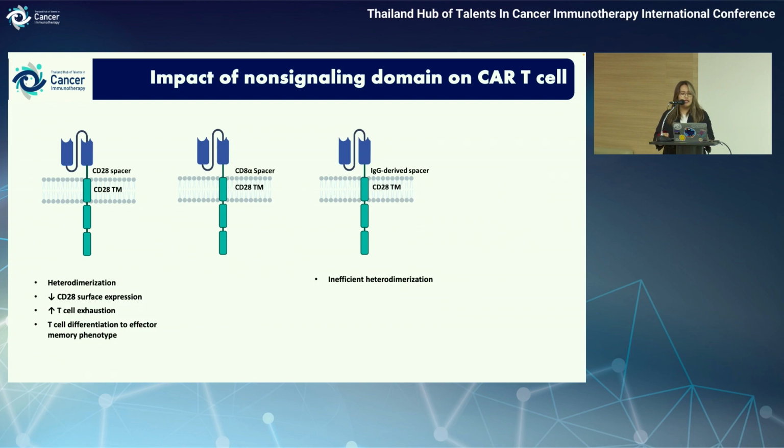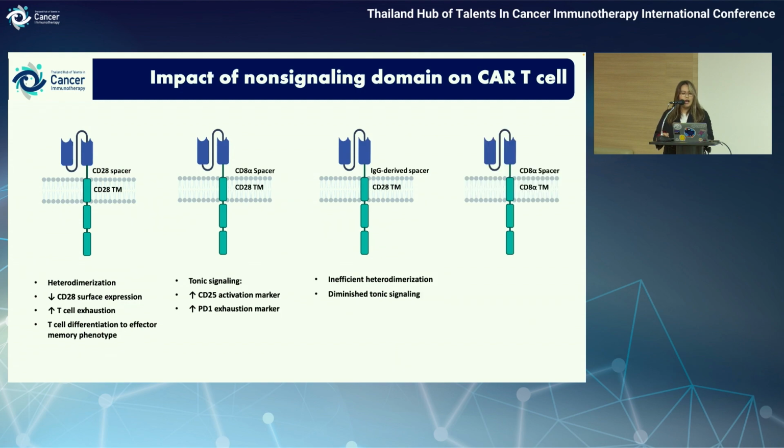In another study, the combination of the CD8 and the CD28 resulted in CAR T cell tonic signaling due to increased expression of CD25 and PD-1. This tonic signaling was diminished by replacing CD8 with an IgG-derived spacer. And the combination of the CD8 spacer and transmembrane is successfully used in BCMA-directed CAR T cells for patients with multiple myeloma.